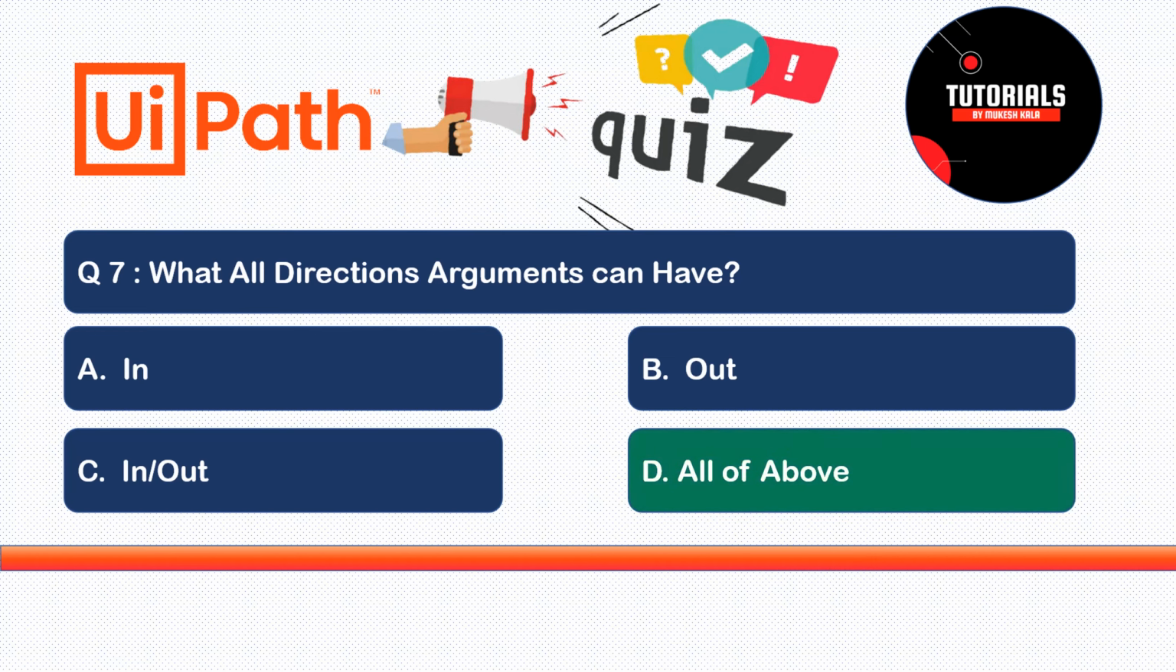Okay, so we can have In, Out, In/Out. So all of these are correct answers. So we can have the argument direction as In, Out, and In/Out. Okay, let me go to question number 8.